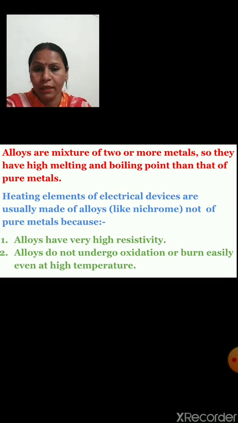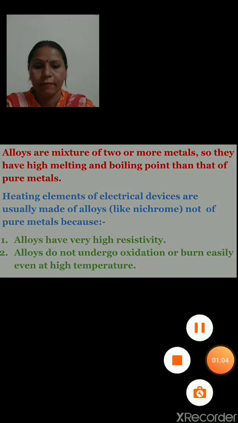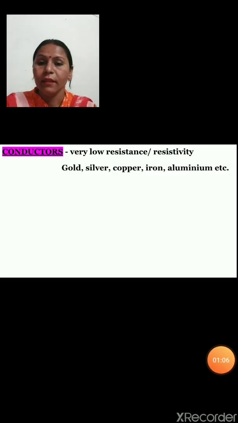The reason behind this is, the first reason is alloys have high resistivity. The second reason is alloys do not undergo oxidation, or they do not burn easily even at high temperature. That's why the heating elements of electrical appliances are made up of alloys.